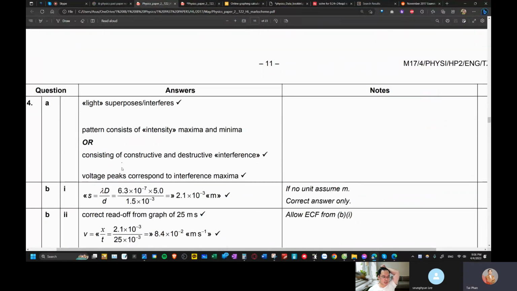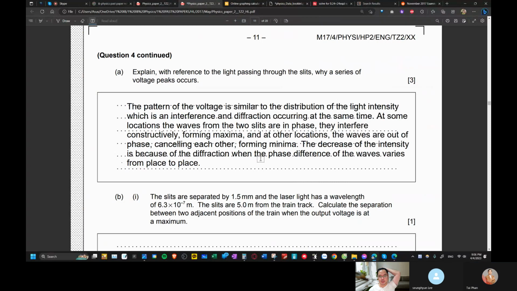Answer C. Light superimpose, interfere, particles, intensity, maximum, minima, constructive, destructive. What is the peak response to interference maxima? Okay, basically a similar idea. If you see a paragraph, try to outline the main idea. If you're running out of time, not writing the whole paragraph, just outline the main idea, getting at least 2 marks, mentioning interference and constructive and destructive interference, maxima and minima.